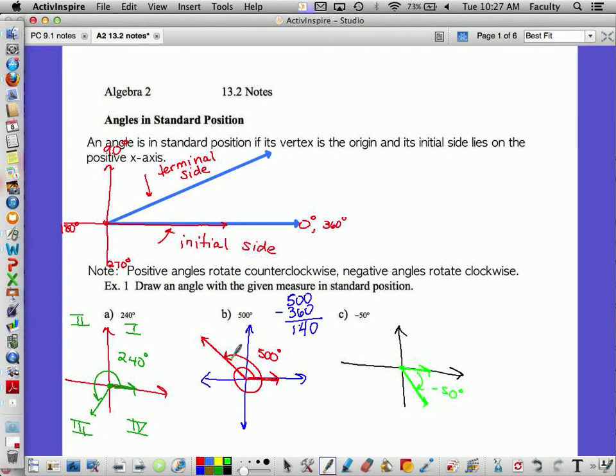All right, any questions on how you draw an angle? This is foundational to what's coming. Any questions? All right, I keep forgetting that I put the doc at the bottom.